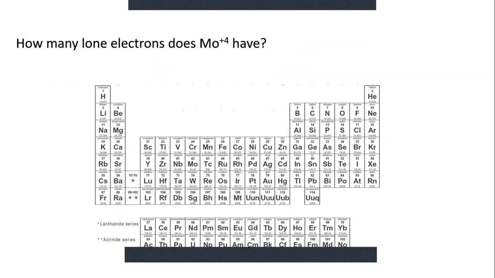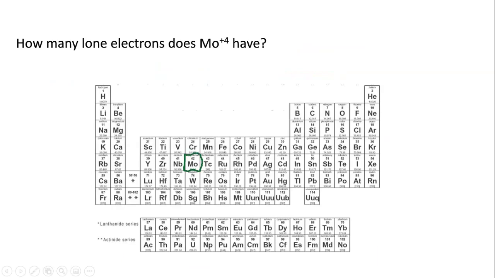Next we have molybdenum 4 plus. So let's show you where molybdenum is. It's located right here. Now molybdenum is an exception, so what I'm going to do first is write the electron configuration of molybdenum, and then we'll determine the number of lone electrons in molybdenum 4 plus.